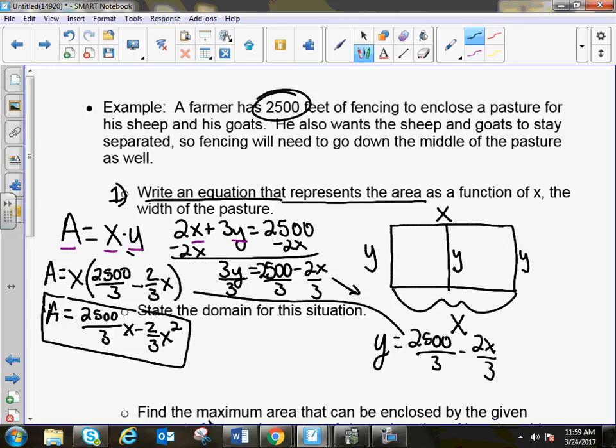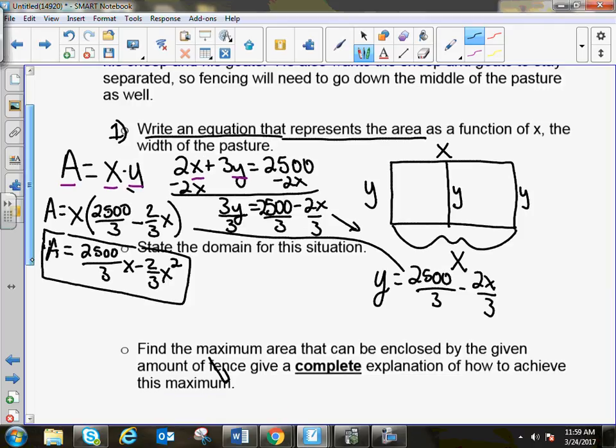Part 2, state the domain for this equation. When you do your domain, you're looking for the usable part of the equation. As we know, this function is a quadratic function. It's a parabola going downward. Go ahead and pause the video for a second and put it in your calculator.